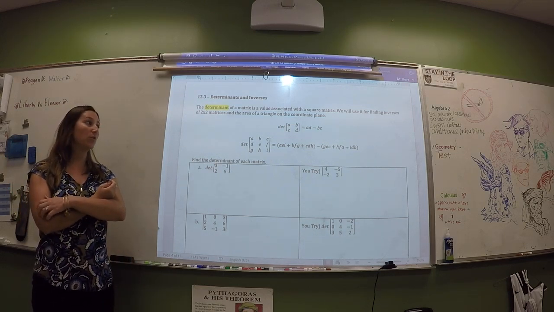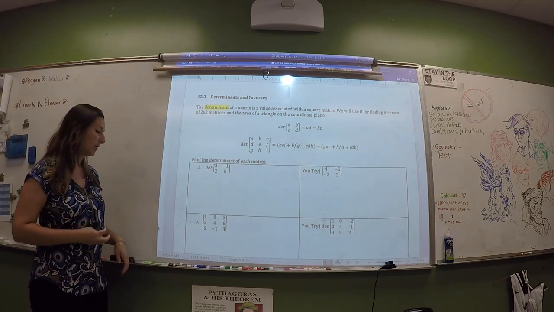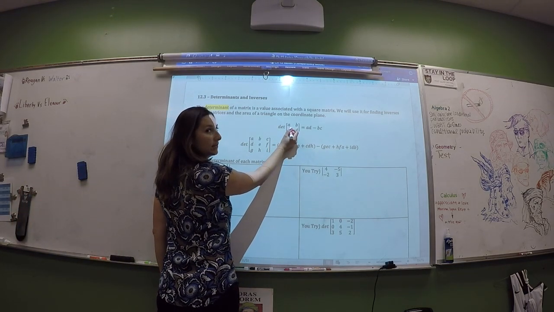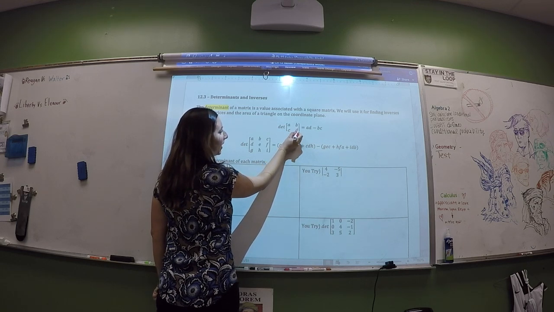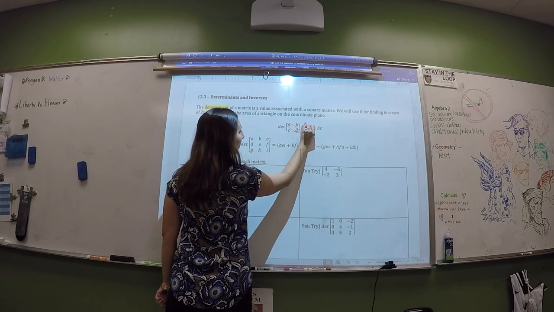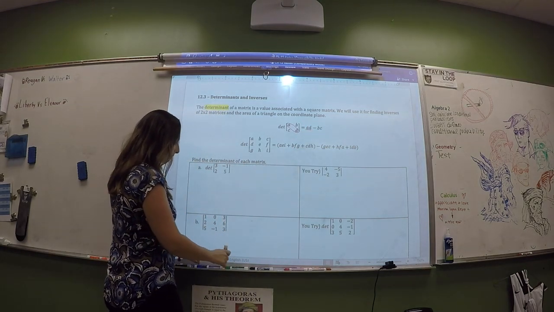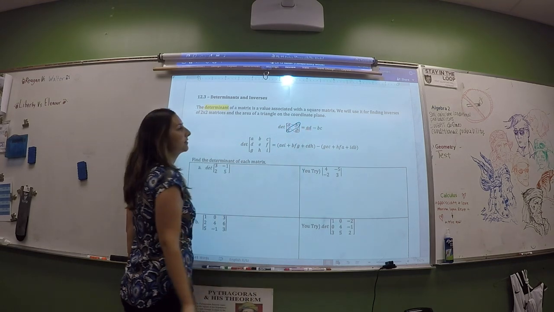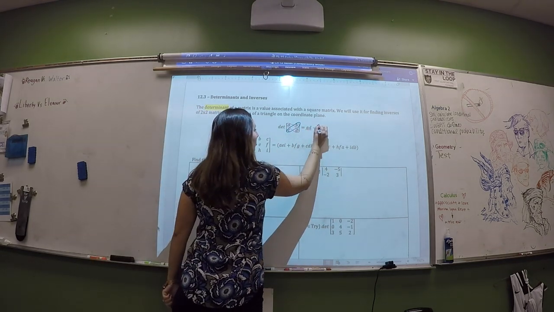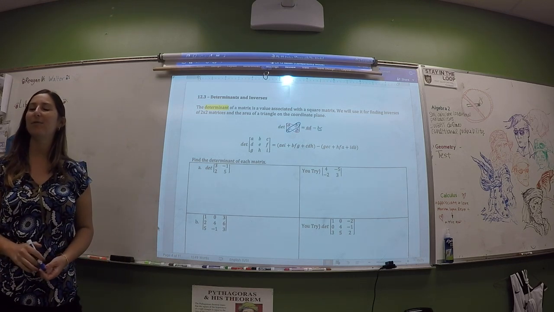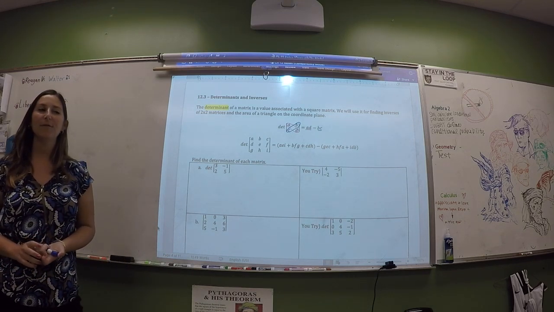With the 2 by 2s, you can find a determinant by taking the top left number and multiplying it by the bottom right number. So you find that product, and then you subtract this product. Easy enough, right? You just have to make sure that you go left to right, top to bottom first.